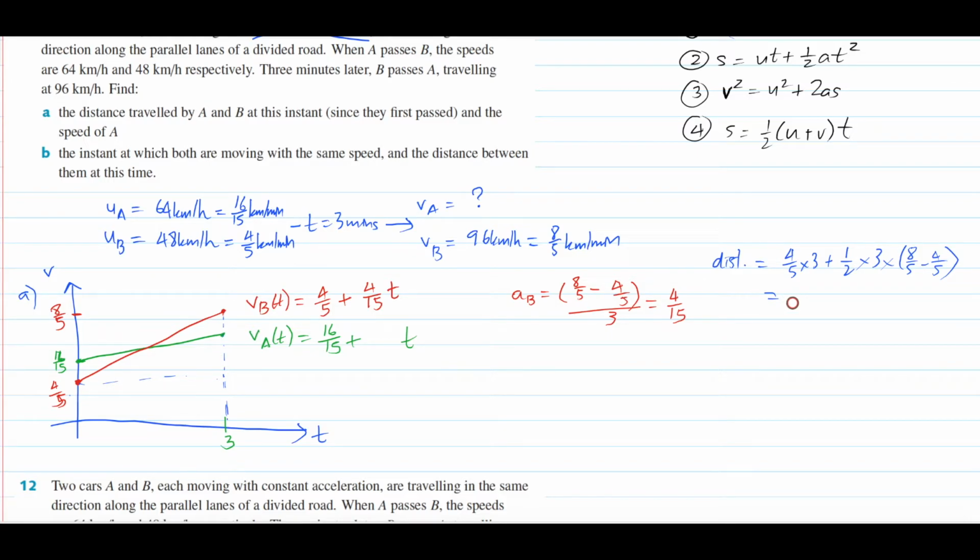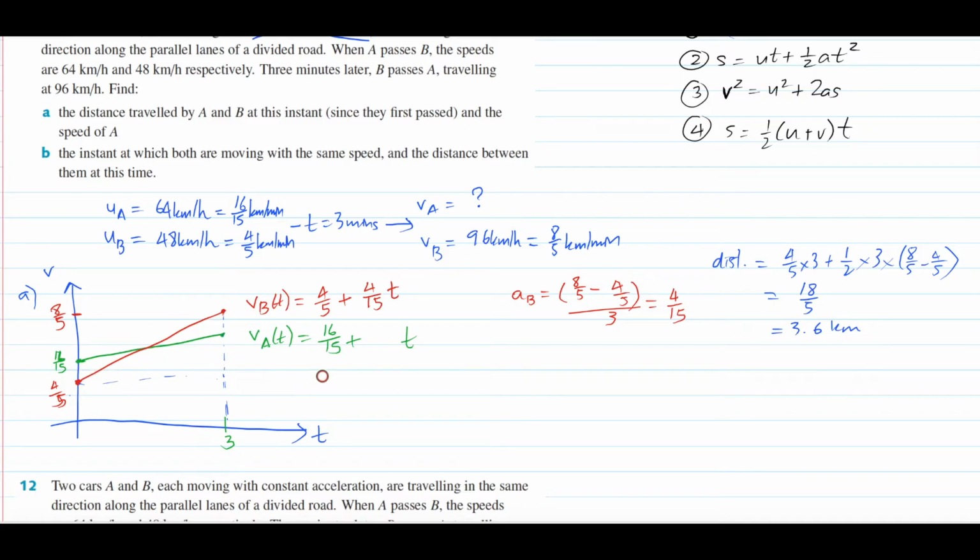Your answer should be 18/5, which is also equal to 3.6 kilometers. Okay, so that's the distance traveled by both cars after 3 minutes. And of course, we can use this information to help us solve for the speed of A. So find this missing information, right? What is VA? So we know the distance traveled is 3.6 kilometers. That means the area underneath the curve for the green line right here, the equation for A, should be 3.6.